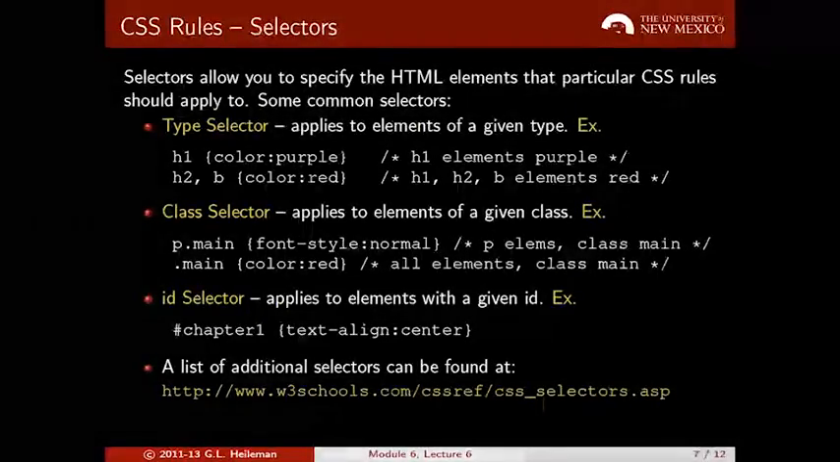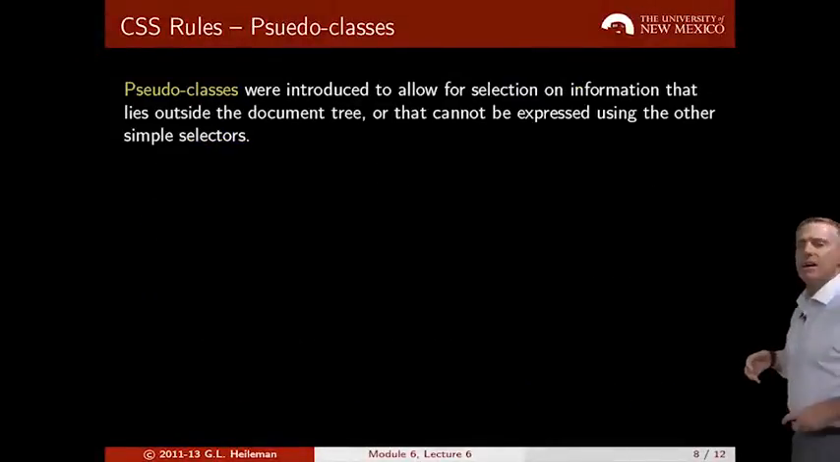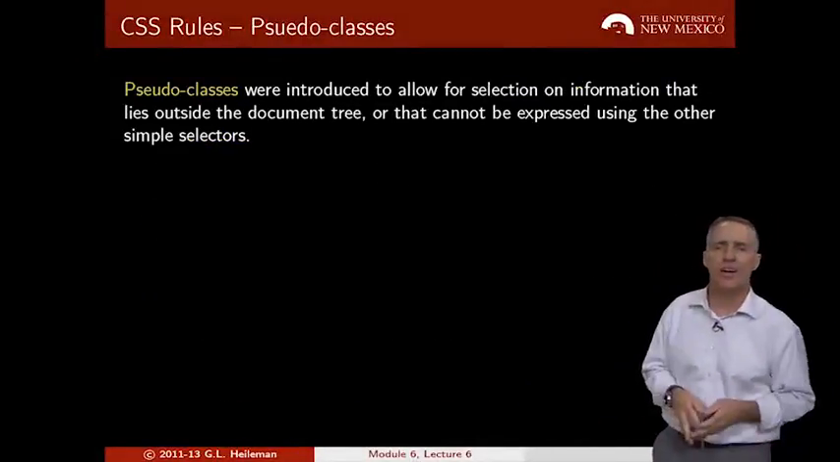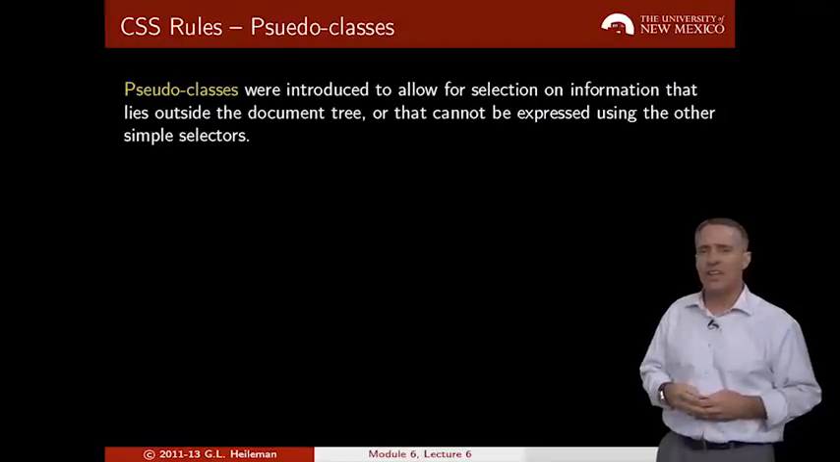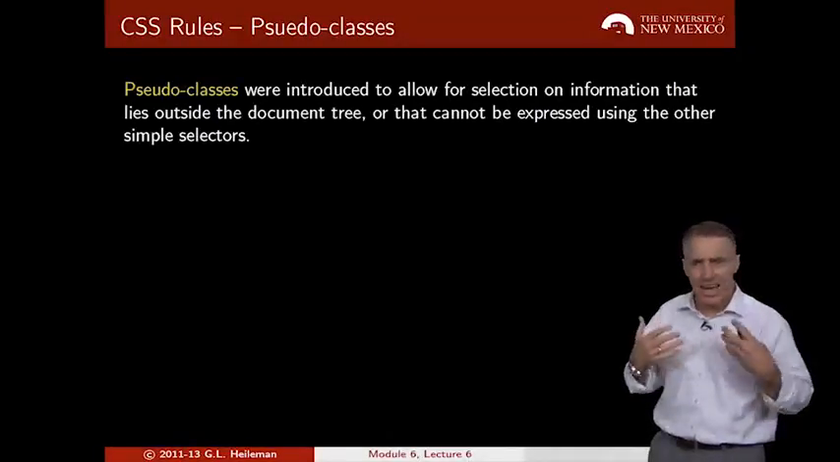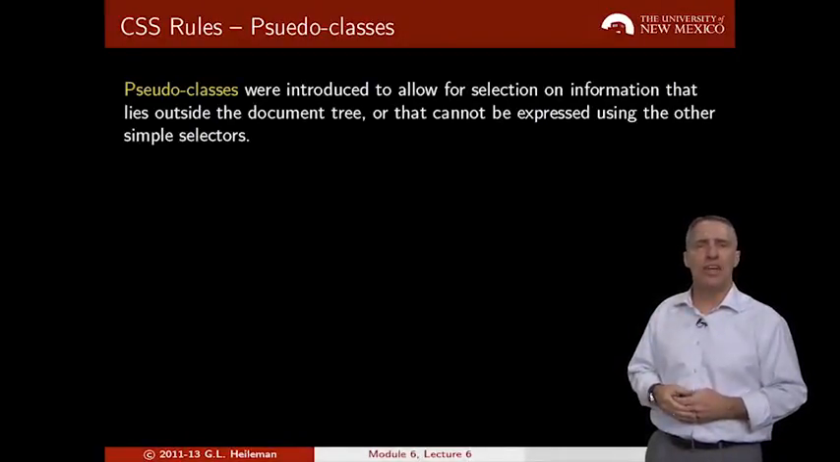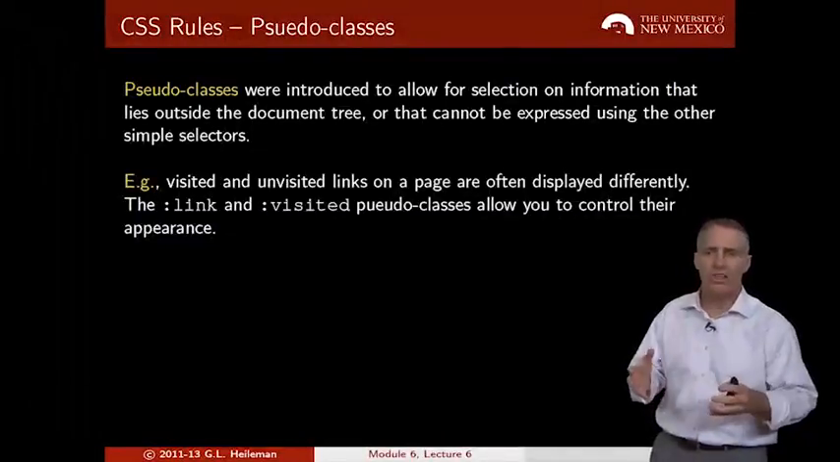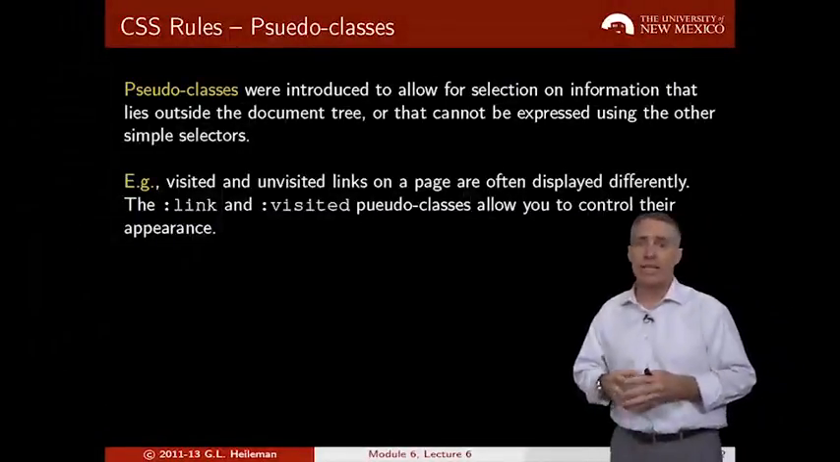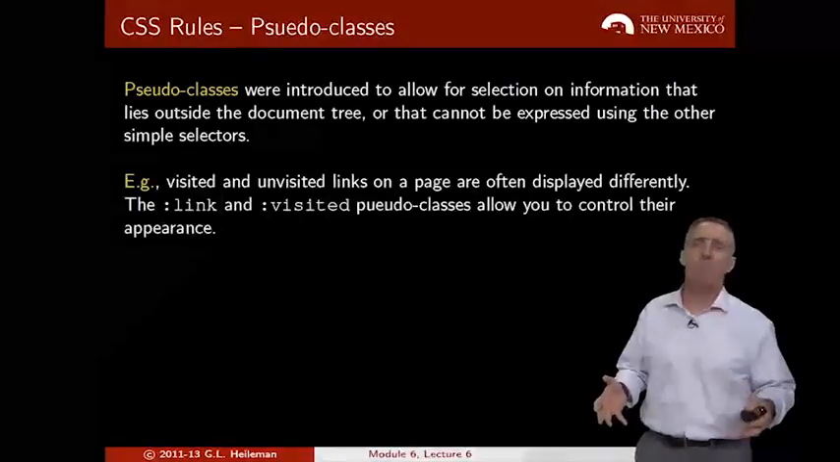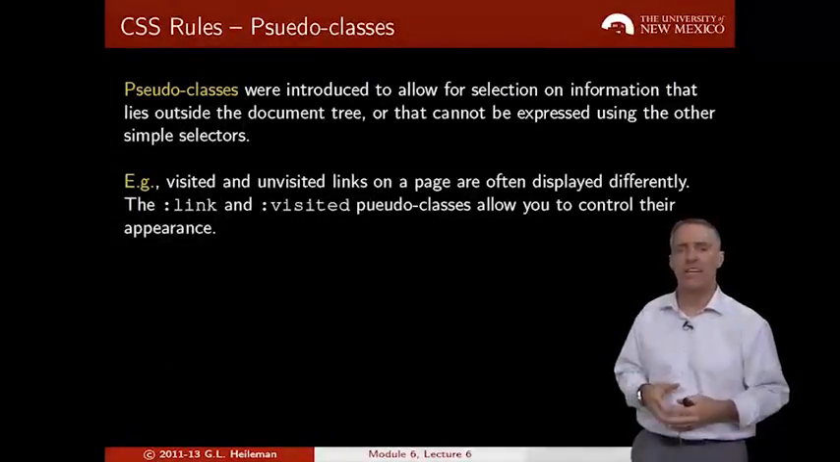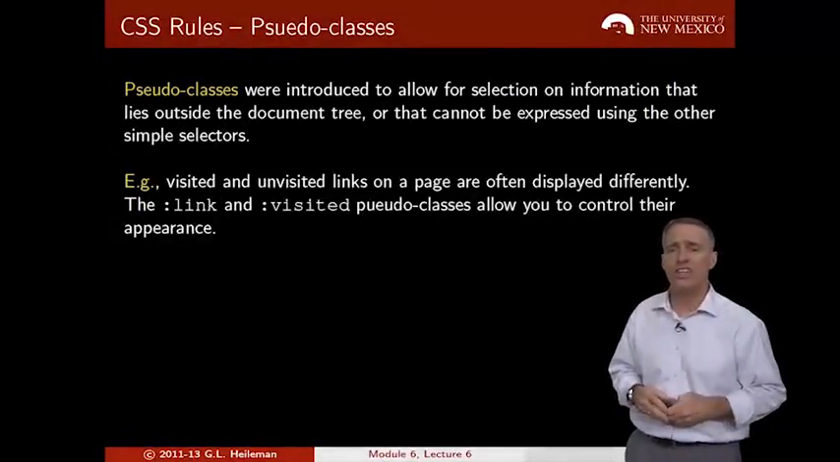Here's the URL. Now there's one more thing that you'll see in CSS files, and these are called pseudo-classes. These don't apply to particular elements, but they more apply to concepts. So for example, if a link has been visited, you'll see in web pages it's often colored differently. And this is how you specify this in CSS.